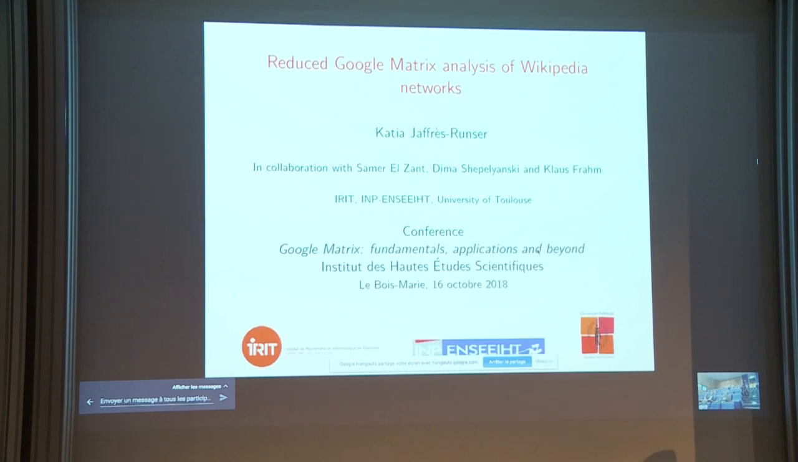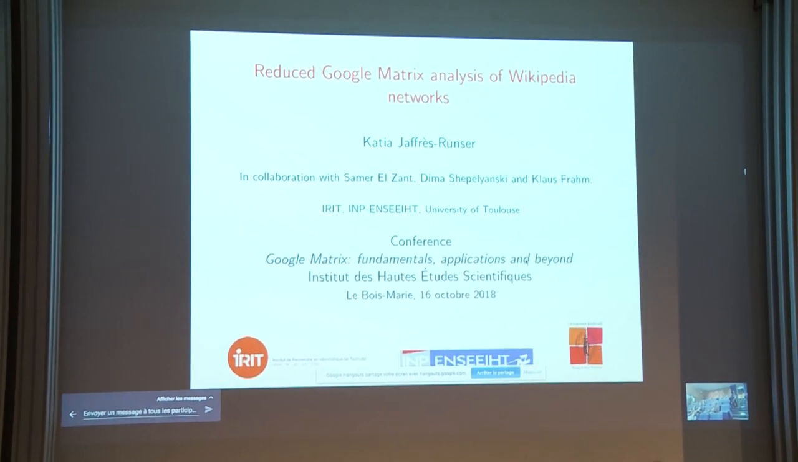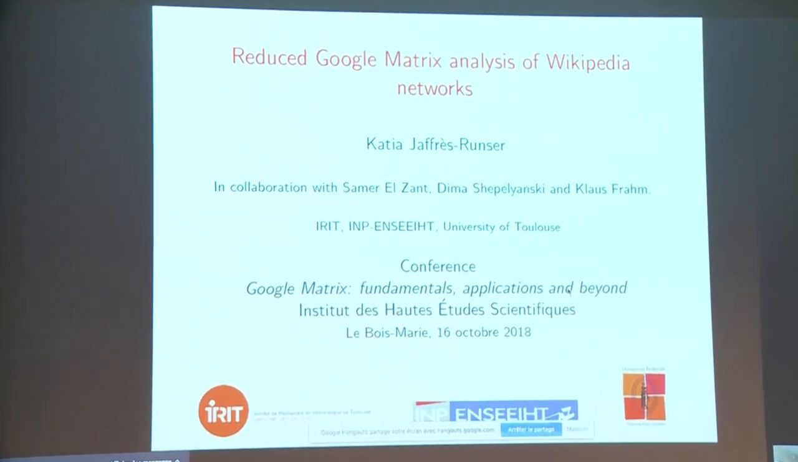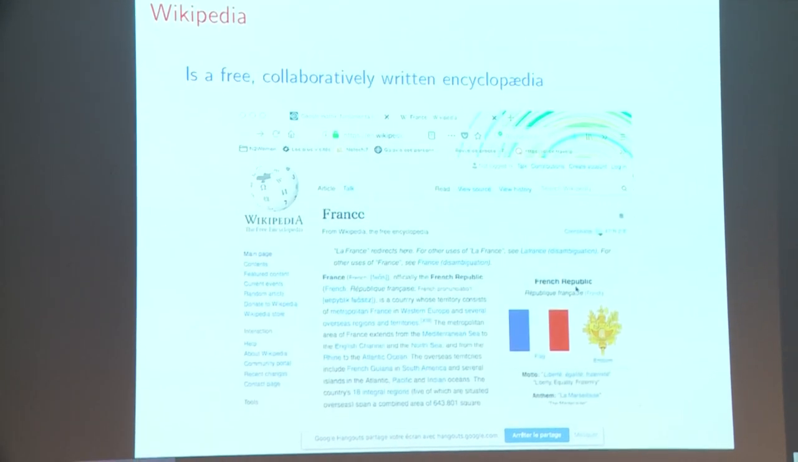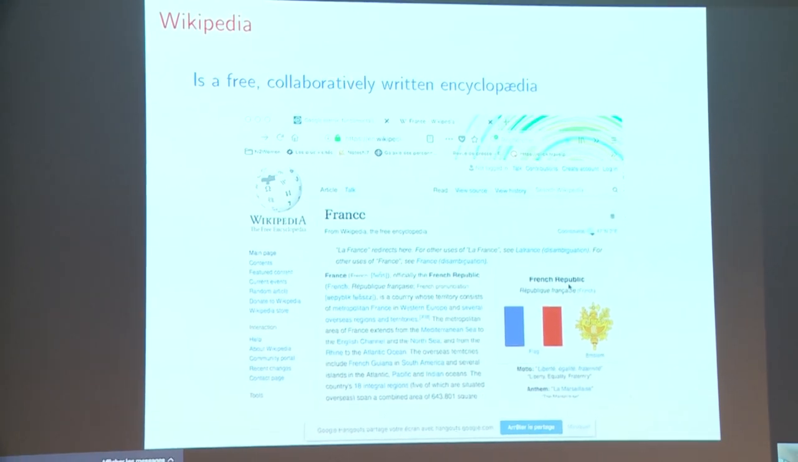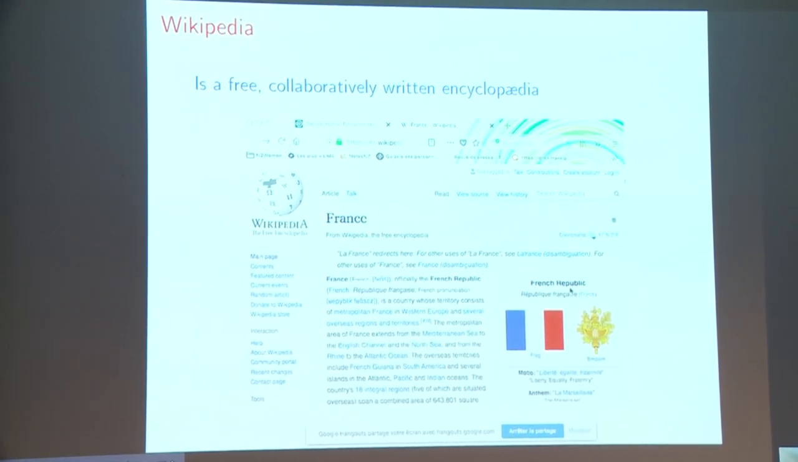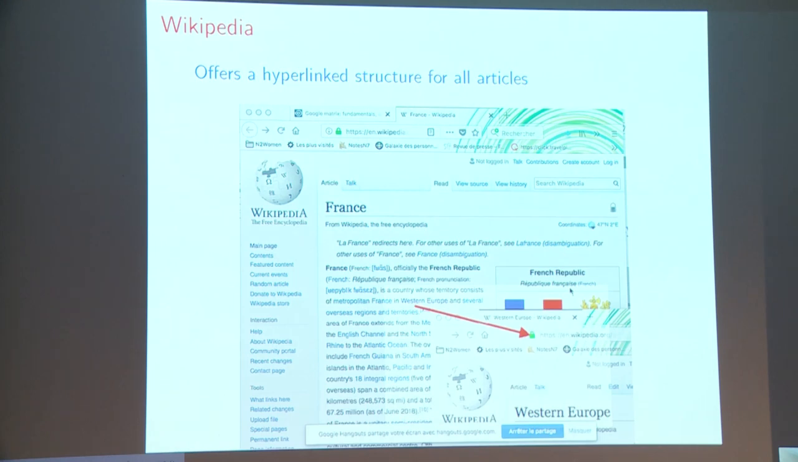Most of the talk will discuss how to use Google matrix tools to extract some really macroscopic and interesting information from the Wikipedia encyclopedia. As you all know, Wikipedia is a very large, free, collaboratively written encyclopedia. It's now very interesting and we have a lot of very good information in it. What is really interesting for us is that it relies on hyperlinked structures for all articles. All articles are linked together with hyperlinks. For instance, the webpage of France directly points to the webpage of Western Europe, which might as well point to the webpage of England or to any other webpage.